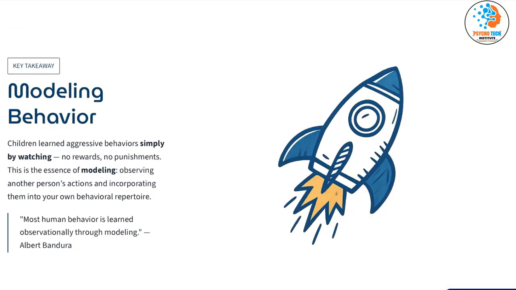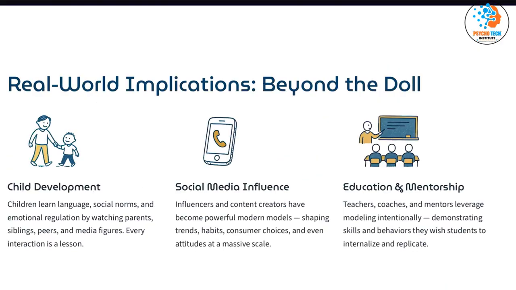The key idea here is modeling. Children learn behaviors simply by watching, without any rewards or punishments. This shows that observation alone can strongly influence behavior. As Bandura said, most human behavior is learned observationally through modeling.